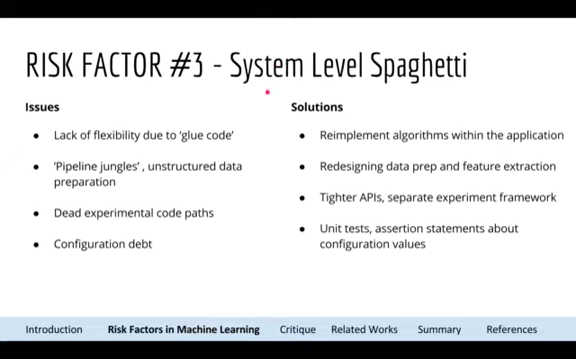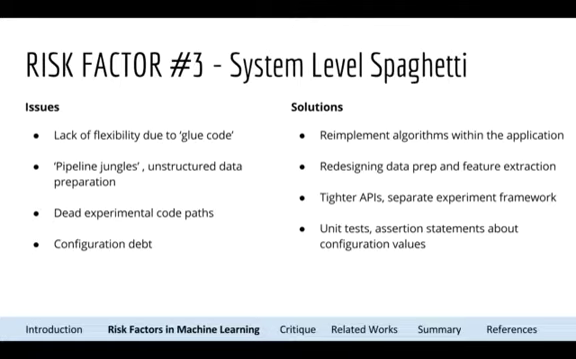The third risk factor is system-level spaghetti. Poor coding practices, experimental code paths in production, unstructured data pipelines, and the overuse of library packages can make debugging and maintenance difficult. This leads to loss of time in terms of man-hours, waste of computing resources, and/or production issues.